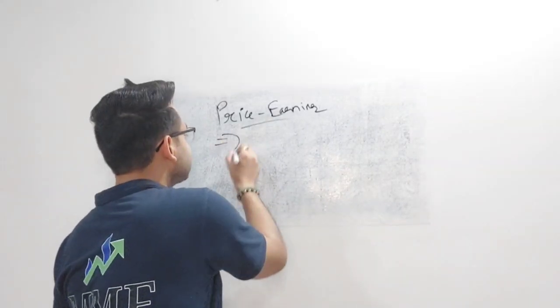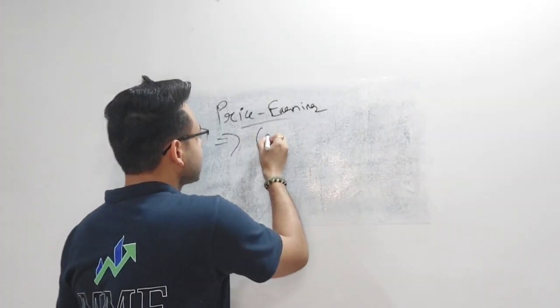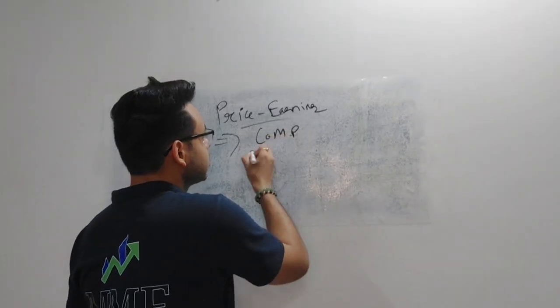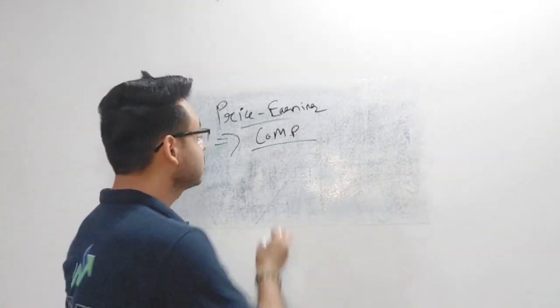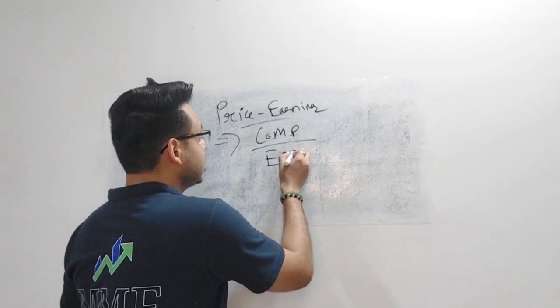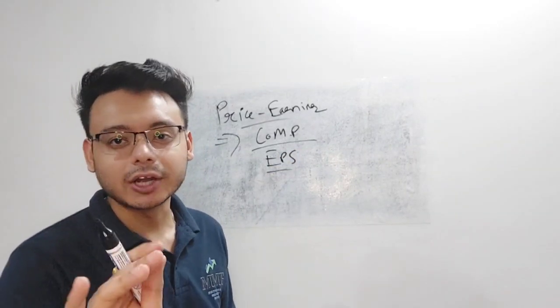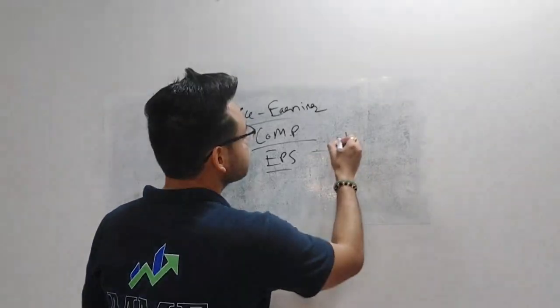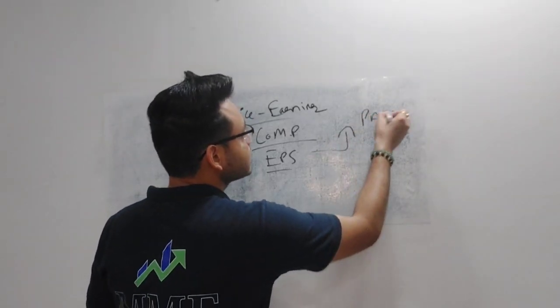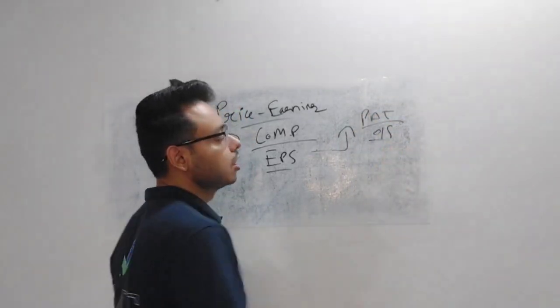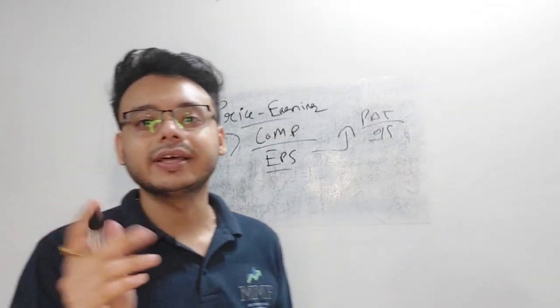So the price to earning multiple basically talks about the current market price of the share in the numerator divided by the EPS of the company. Now, EPS is the earnings per share, and we all know that EPS is the proxy for the profitability of the company. How is EPS calculated? It's the profit after tax divided by the outstanding shares. So higher the profitability, higher would be the EPS.